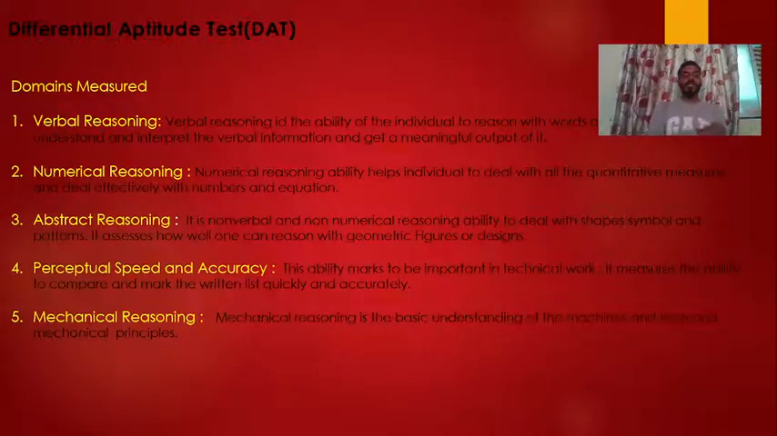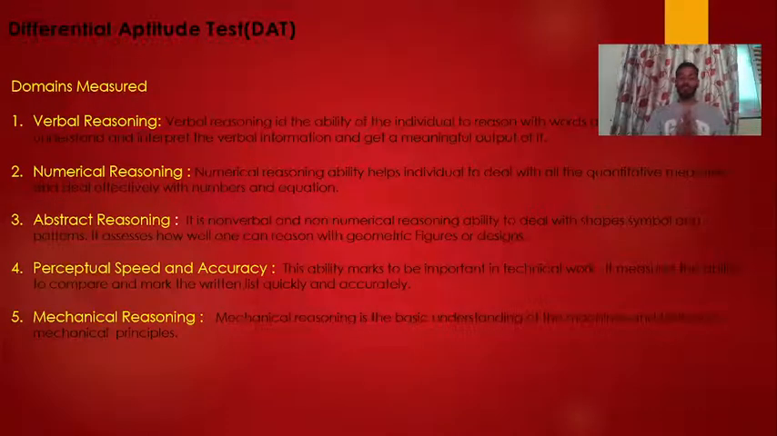Domains measured. The domains measured are verbal reasoning. Verbal reasoning is the ability of the individual to reason with words and the potential to understand and interpret verbal information and get a meaningful output from it. Numerical reasoning is the ability to deal with quantitative measures, deal effectively with numbers and equations, and put out reasonable information from the information presented to the subject.